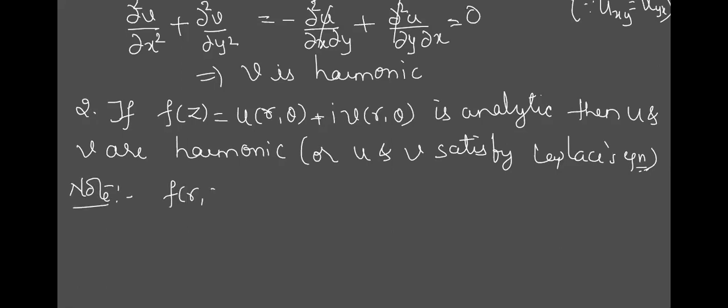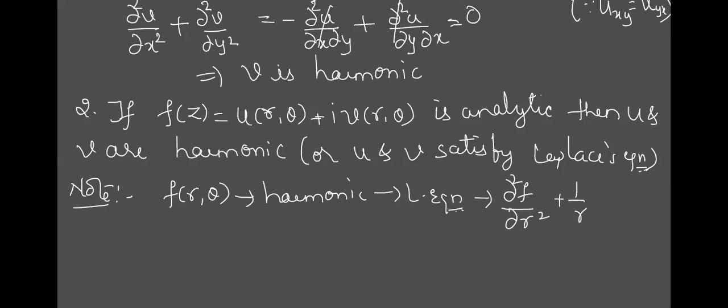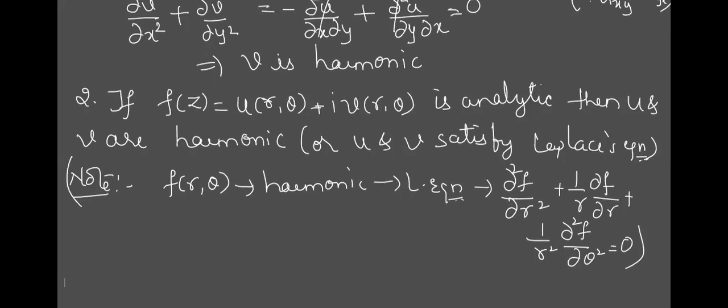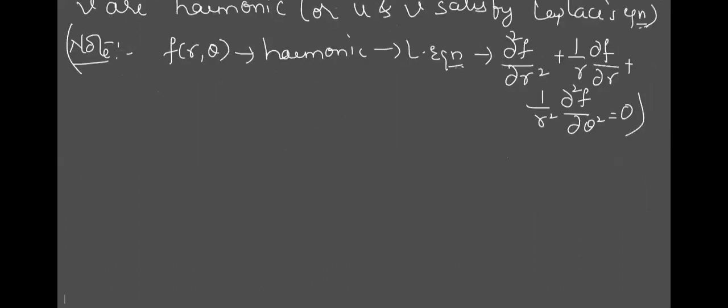Suppose I have a function f of r comma theta, so this is harmonic if it satisfies what? Laplace equation. What is the Laplace equation for this? ∂²f/∂r² plus (1/r) ∂f/∂r plus (1/r²) ∂²f/∂θ² equal to 0. Little complicated but can't help. So this is the Laplace equation for polar coordinates. Let me just take the proof part and then I'll explain.